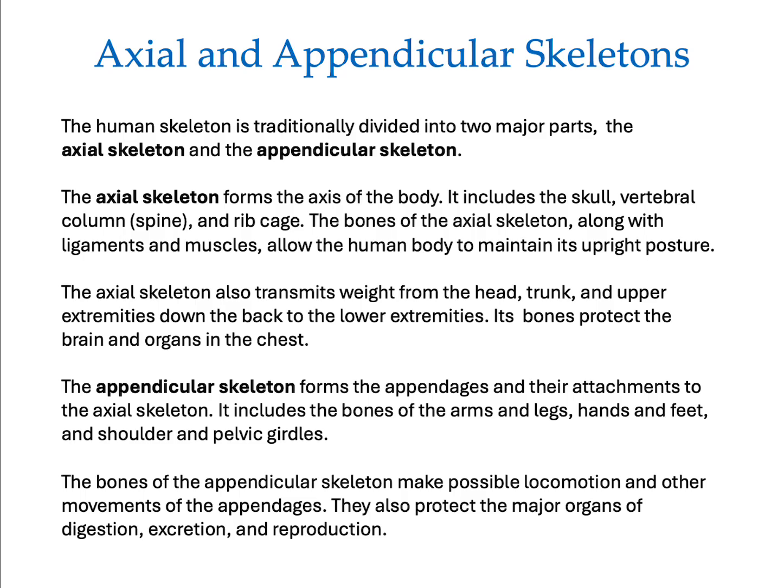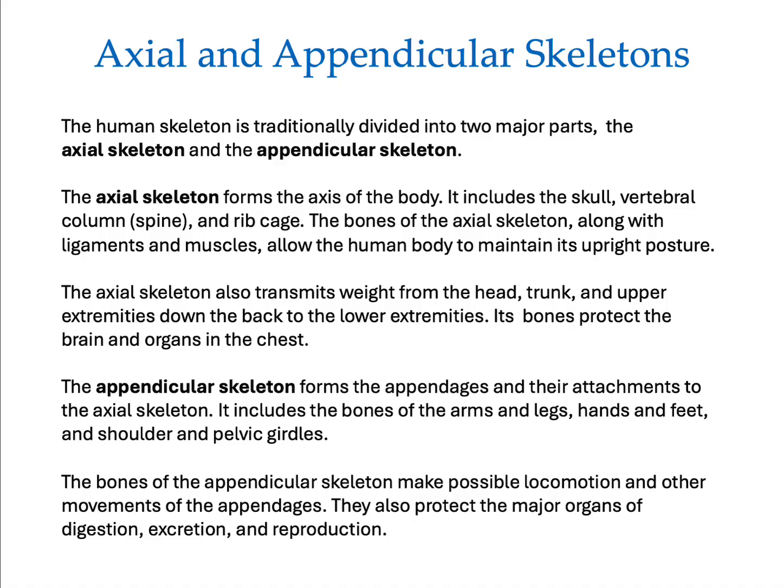Axial and appendicular skeletons. The human skeleton is traditionally divided into two parts, the axial skeleton and the appendicular skeleton. The axial skeleton forms the axis of the body, in this case an up and down, north-south axis. It includes the skull, vertebral column, and rib cage. The bones of the axial skeleton, along with ligaments and muscles, allow the body to maintain its upright posture. The axial skeleton also transmits weight from the head, trunk, and upper extremities down the back to the lower extremities. Its bones protect the brain and organs in the chest.